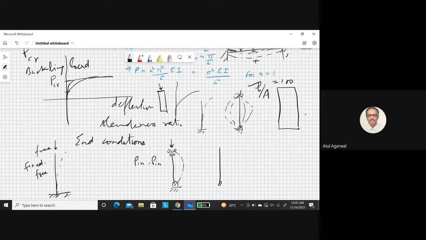So if you just see this deflection, if it is looking like this, and this will go like this if you just take a reflection of it. Now you see this deformation mode is similar to this deformation mode. So these two modes are looking similar. So this is a concept of effective length.